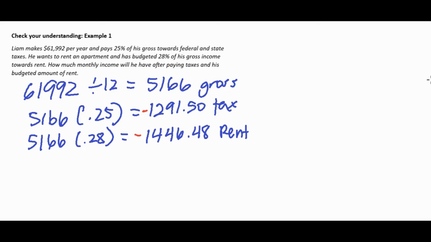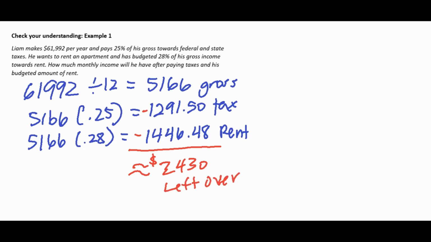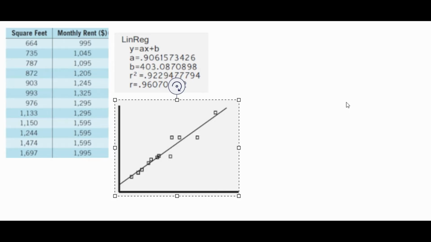So if we round this, if we take the $5,166, which is his gross, we subtract out his $1,292 rounded, right? $1,292, and we subtract out the $1,446, we end up with approximately $2,430 left over at the end of the month for him to pay the rest of his bills, like his cell phone, his car payment, his insurance, his groceries, and every other bill that he has to pay for the rest of the month. So that is example number 1.